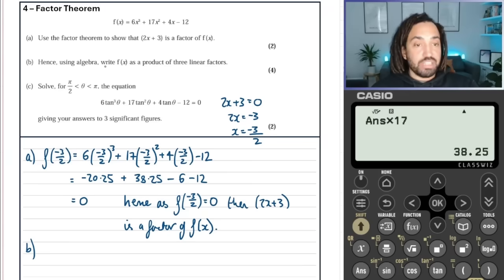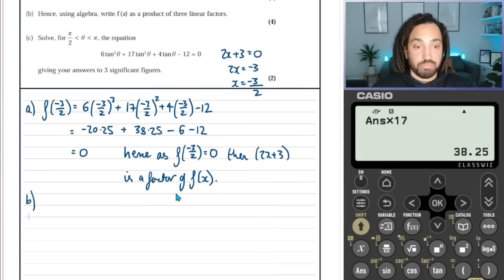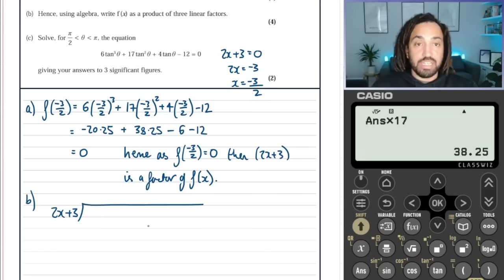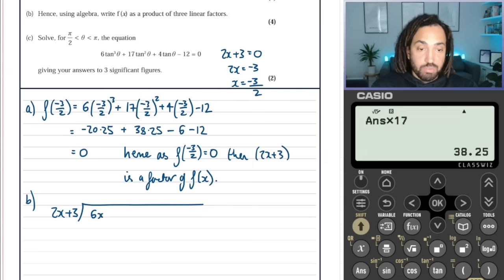Okay, now it says, hence, using algebra, find f of x as a product of 3 linear factors. Well, this is now when we do our polynomial division. So we need to be doing 2x plus 3, we know it's a factor, so we know it divides the polynomial perfectly. And the polynomial from above was 6x cubed plus 17x squared plus 4x minus 12.